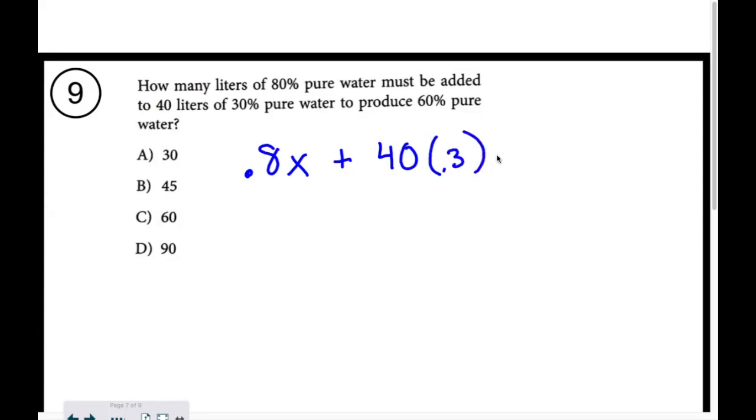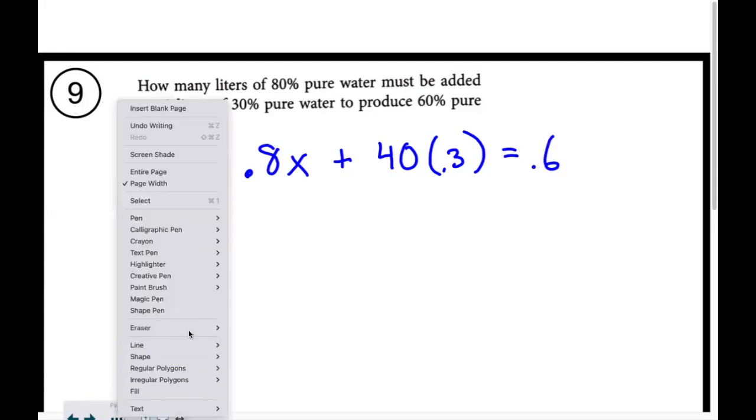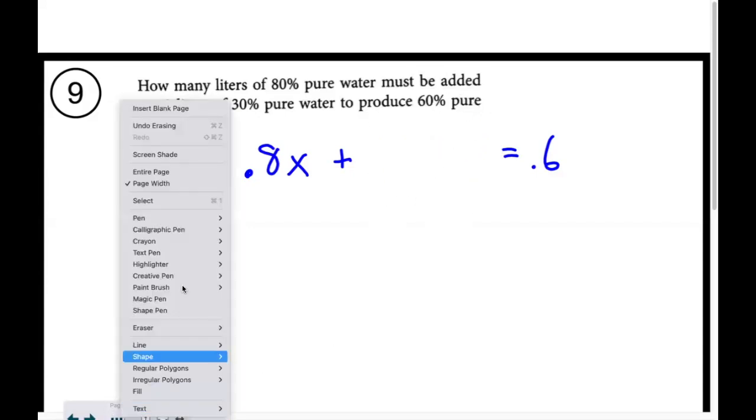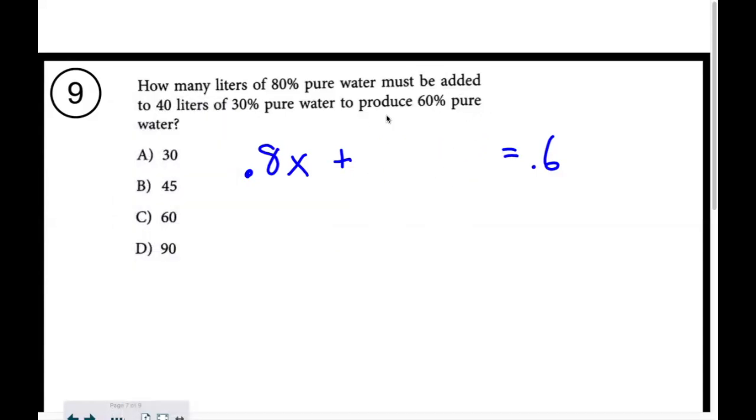So 40 times 0.3 will produce 60%. So something 0.6 times the amount. Well, here is the thing. I'm going to switch the order. Obviously, multiplication's commutative and it doesn't matter, but just to keep it consistent, I'm going to do the percentage first in all of them. So that's really 0.3 times 40. Okay, so it's 80% of some number, 30% of 40 equals 60% of something.